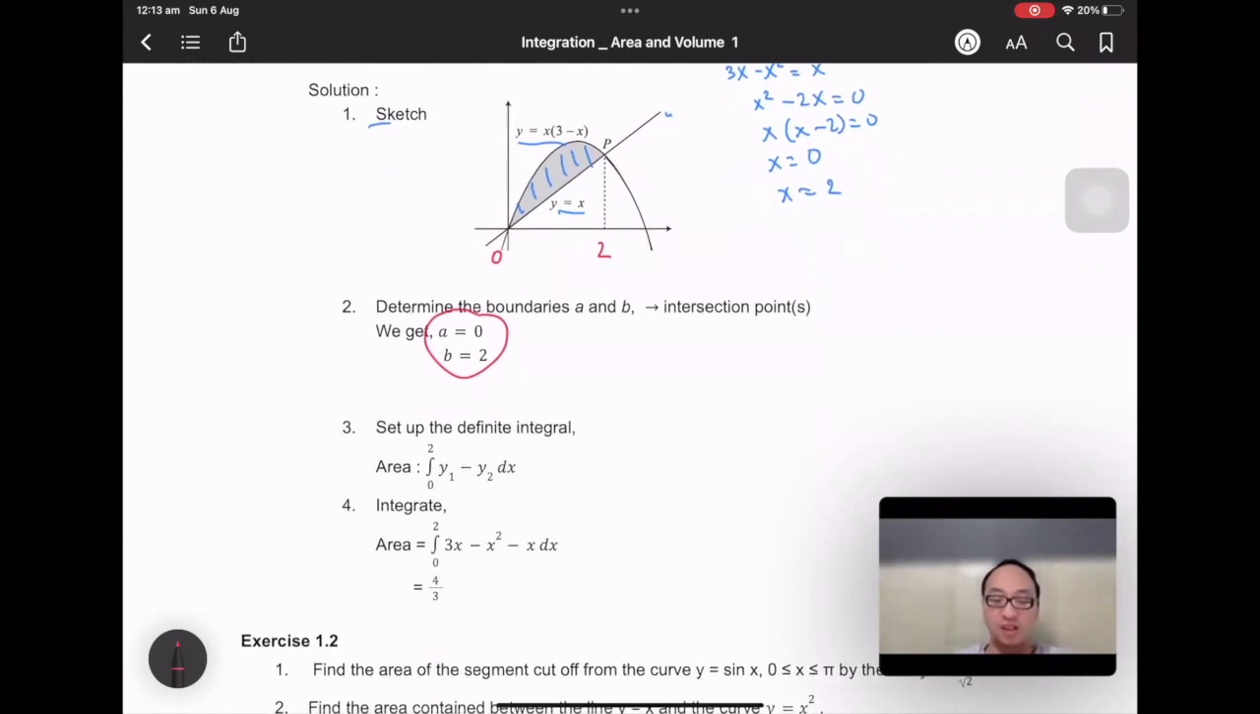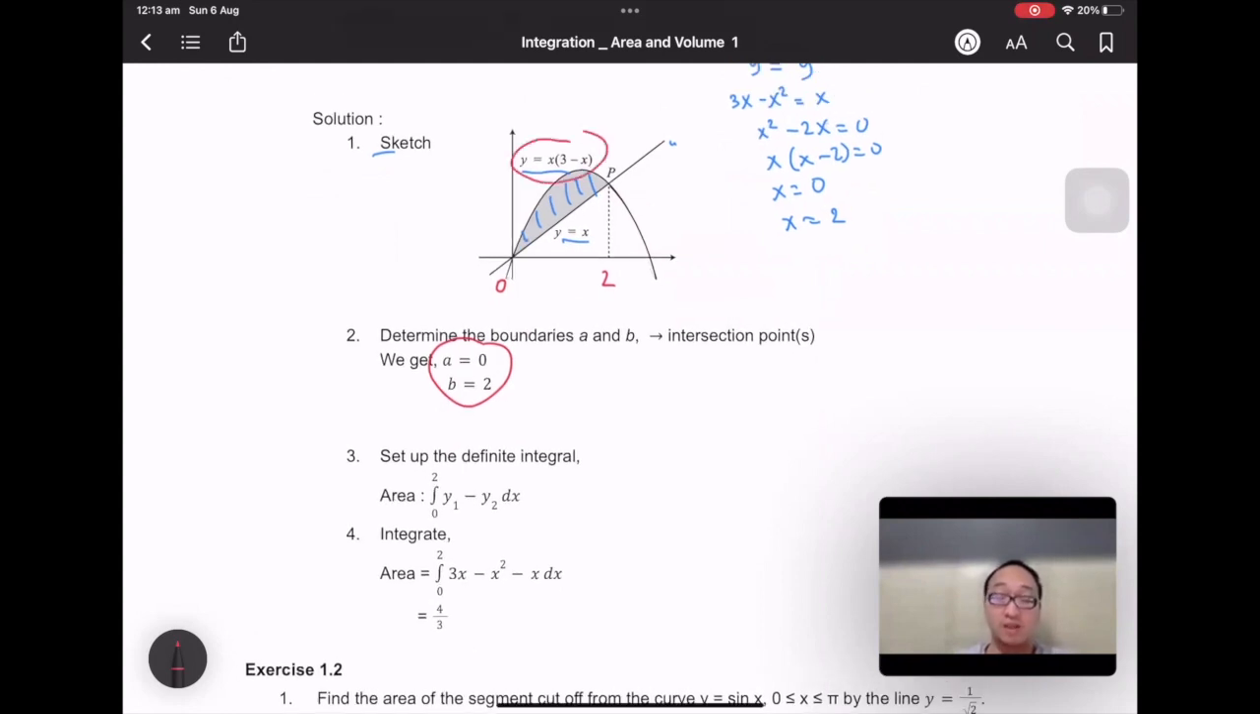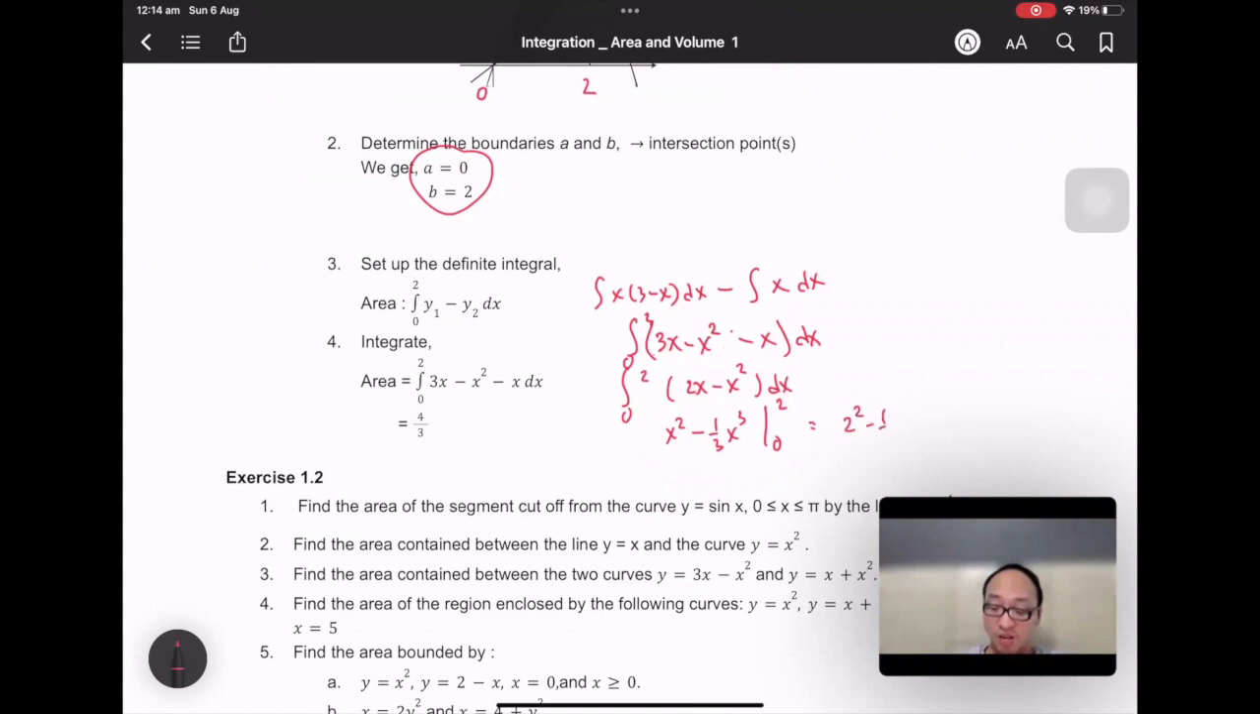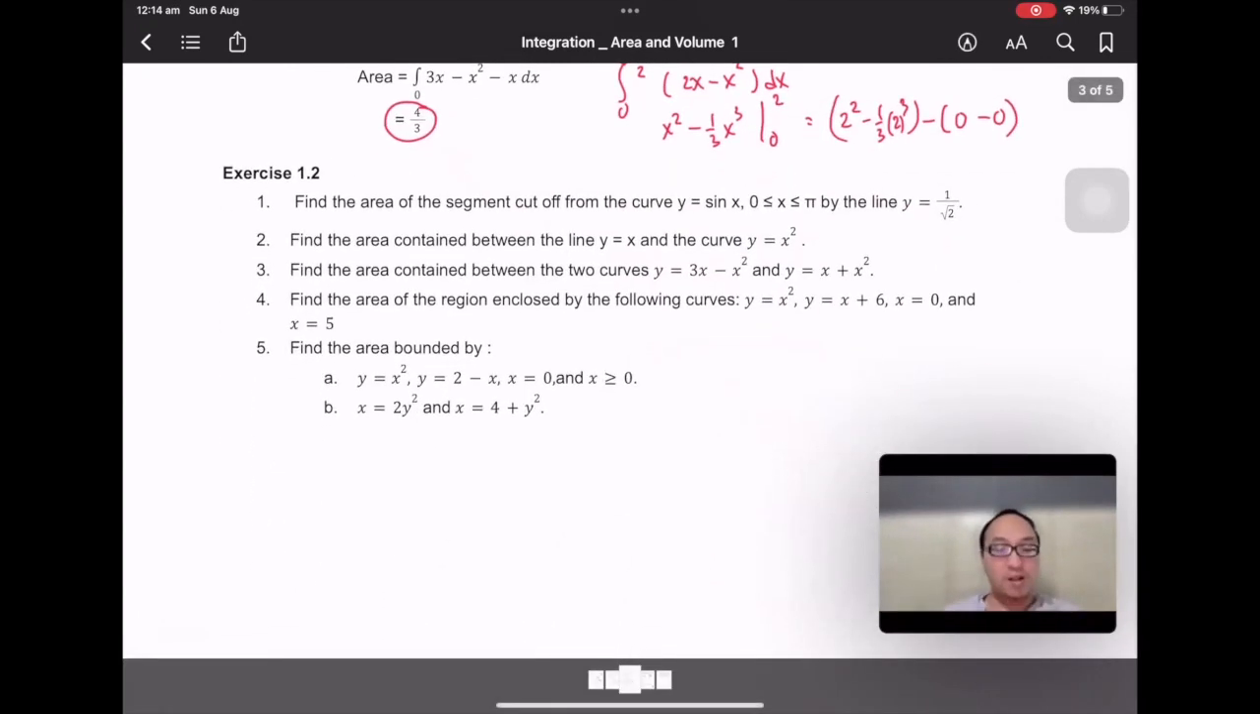And then we set up the definite integral. So the top one will be x(3 minus x). So integral of x(3 minus x) dx minus integral of x dx. And we can combine, so integral between 0 and 2 of 3x minus x squared minus x dx. So simplify, integral from 0 to 2 of 2x minus x squared dx. So x squared minus 1 over 3 x cubed. And then put the boundaries 0 to 2. Put it in the calculation, 2 squared minus 1 over 3 times 2 cubed, minus 0 minus 0, and equals 4 over 3. This is an exercise, so you can try it.